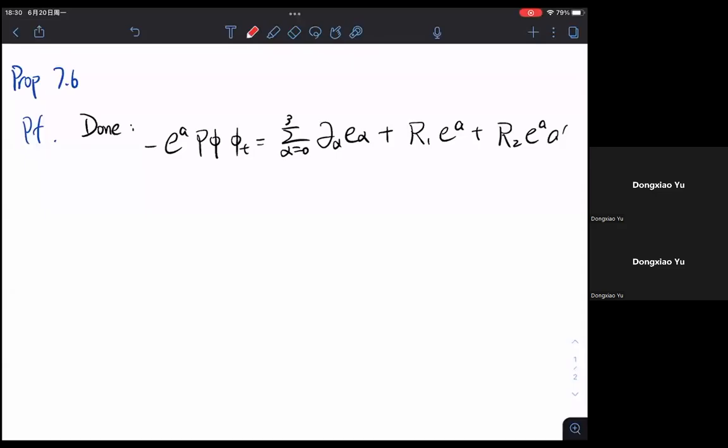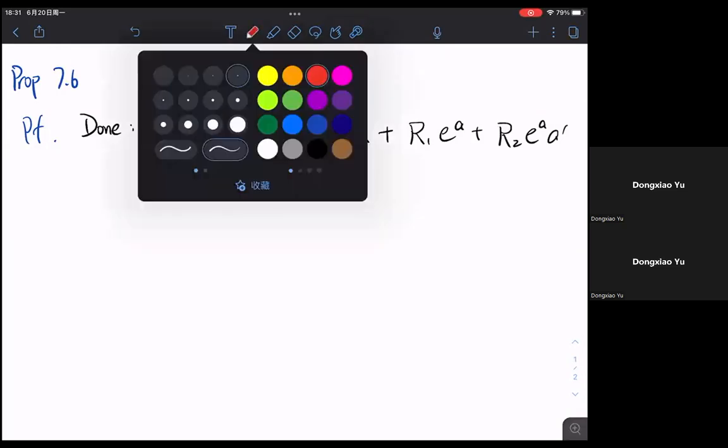Okay, so let's continue where we ended last time. Last time we were in the proof, trying to prove the energy estimates for the null condition, and we stated Proposition 7.6. We wrote e^(8) times P phi times phi_t as a divergence, plus some remainders.